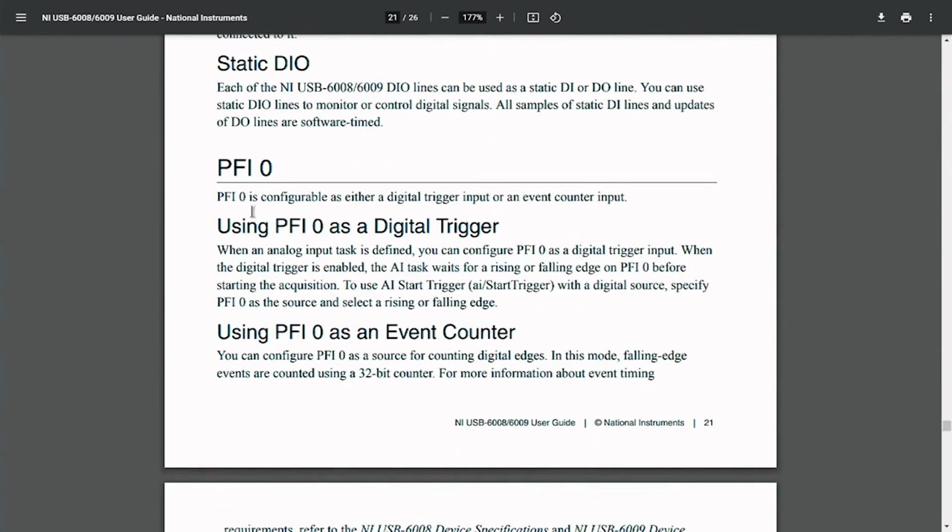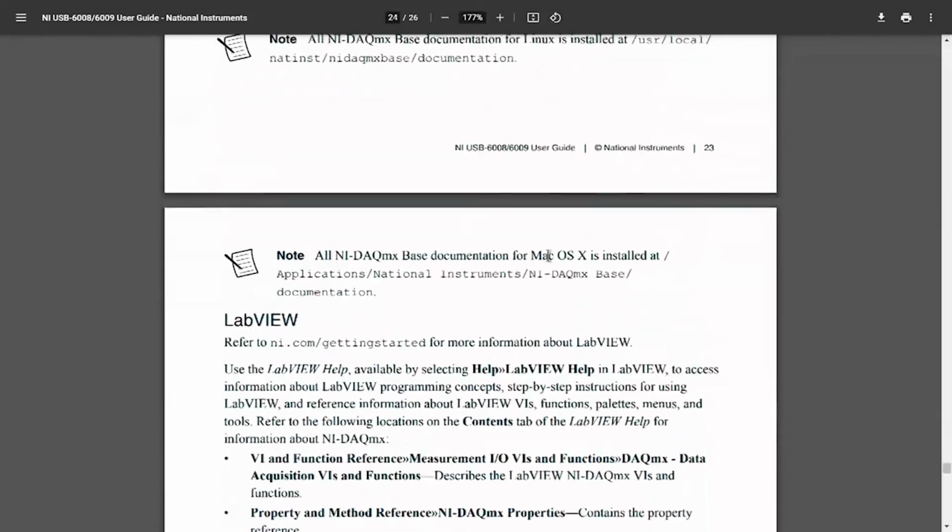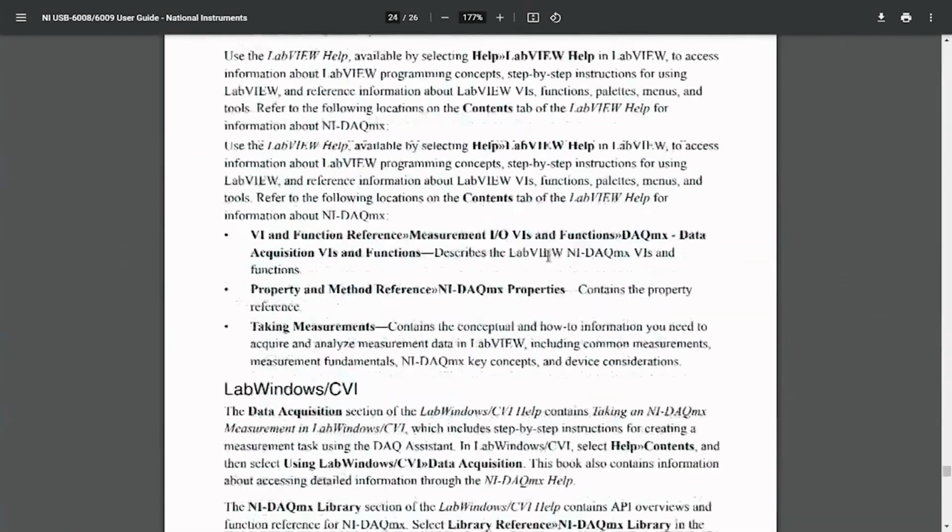So PFI0 is configurable, that particular pin can be configured as either a digital trigger input or an event counter input. So this terminal can be used as a triggering input or a counter input too. In case you want to measure how many pulses have been achieved, or at this particular triggering input you need to activate some other circuit, this can be used as a proper terminal or as an event counter. So this is the information about the USB DAQ.